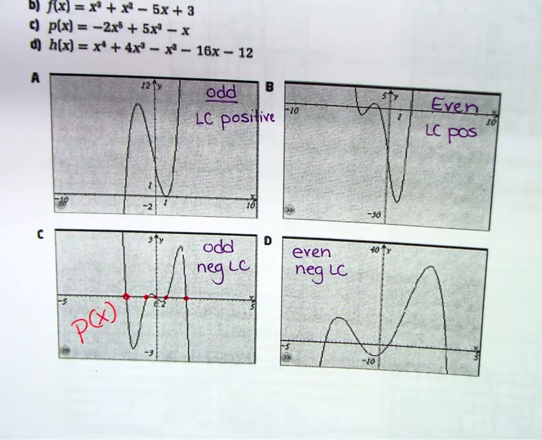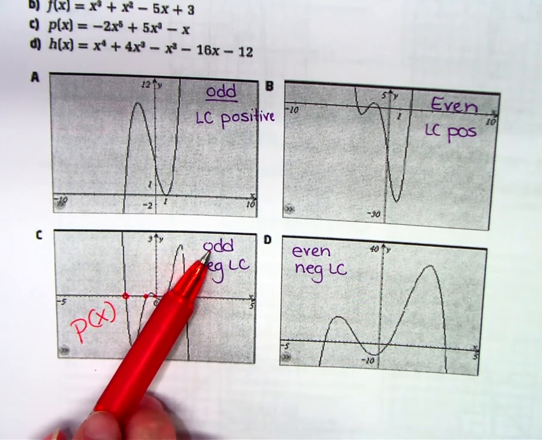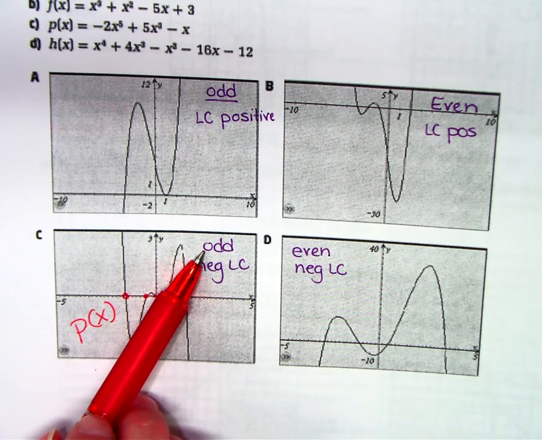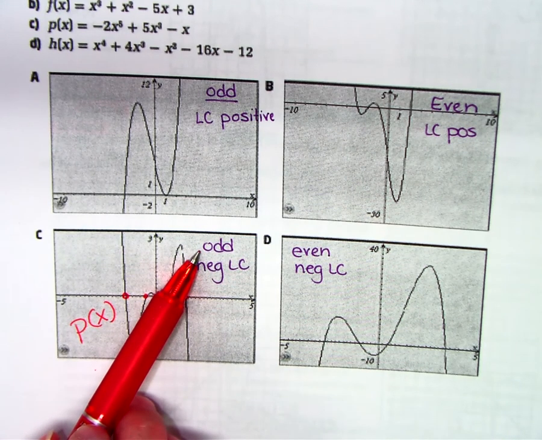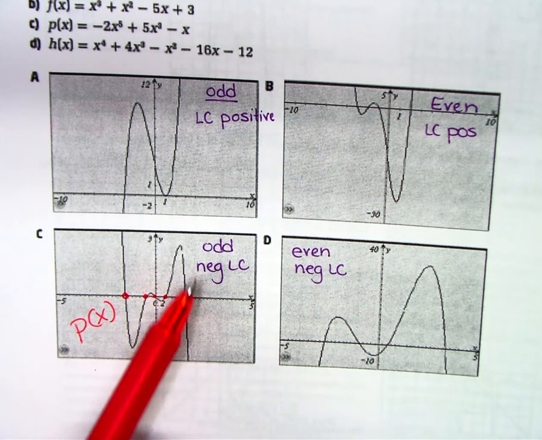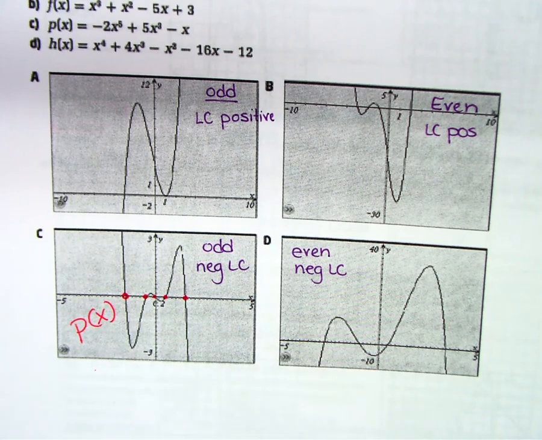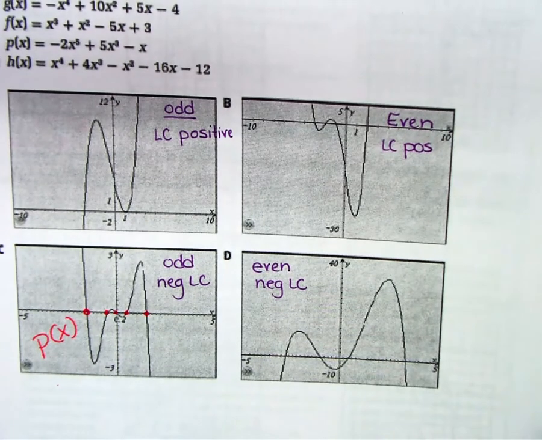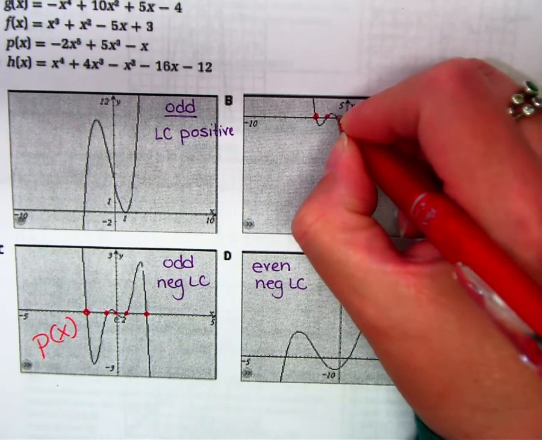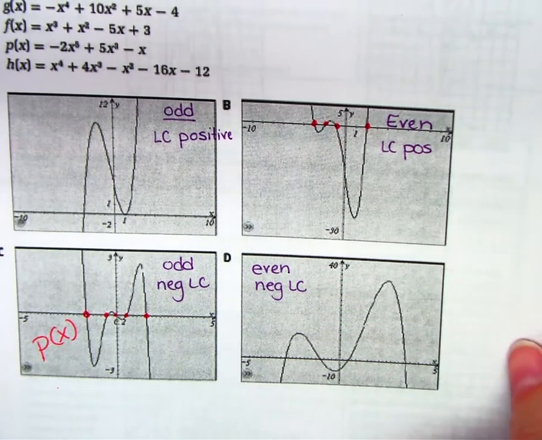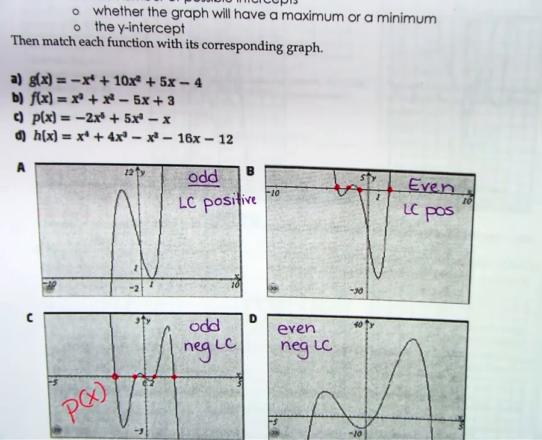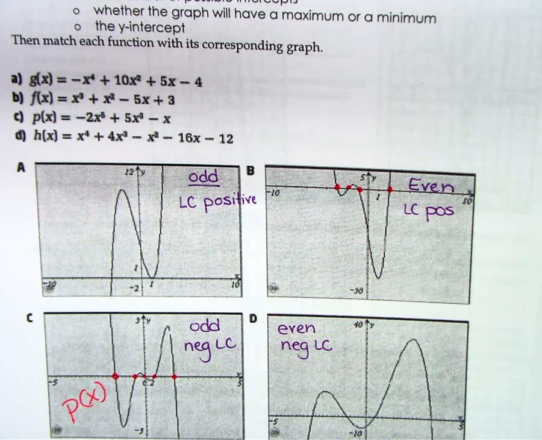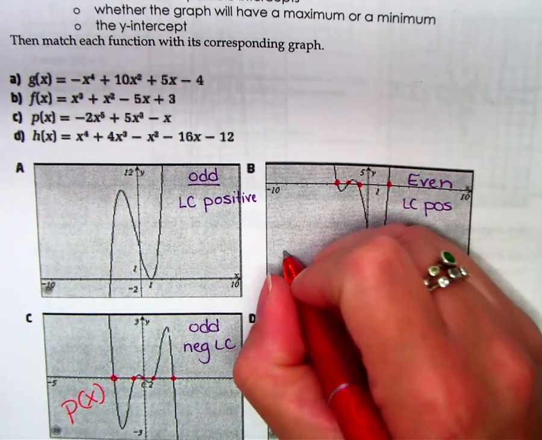Now, could a function of degree 6 work here? 6 wouldn't work because it has to be odd. Could it potentially be 7? Yes. But we don't have a degree of 7, so we're in the clear. Okay, how many x-intercepts does this one have? 1, 2, 3, 4. So that has to be even, it has to be a positive leading coefficient, and it has to be a minimum of degree 4. So D. So this one is the h of x graph.